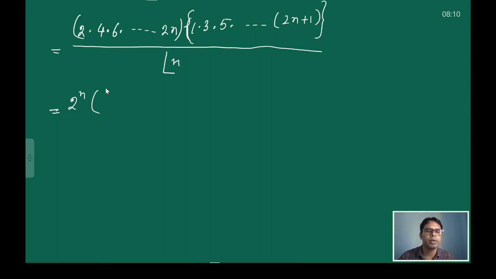Then from this a 2 has been taken, so 1 will remain. From the second one a 2 has been taken, so 2 will remain, from this a 2 has been taken, so 3 will be there, and so on.